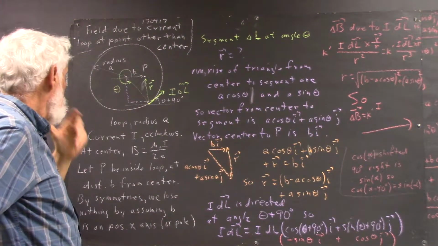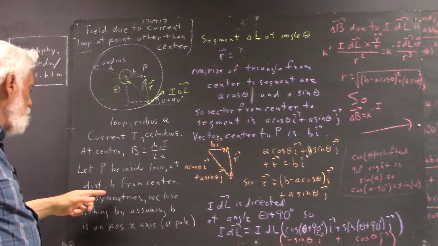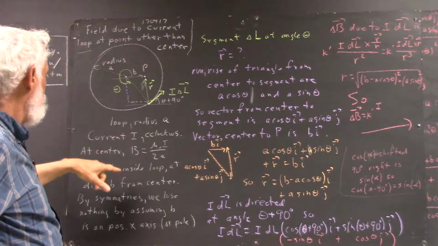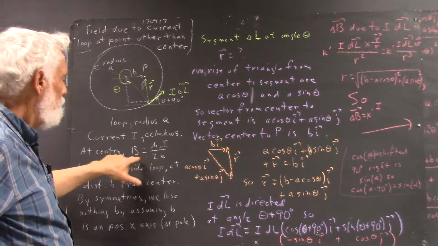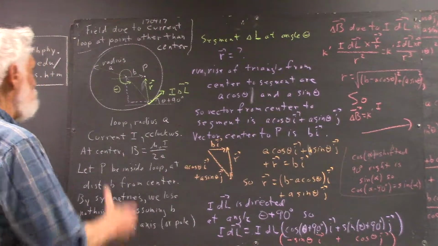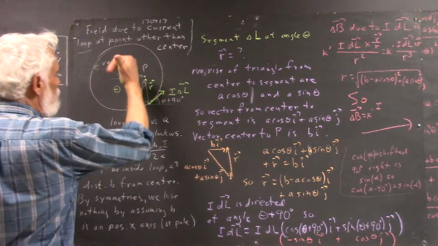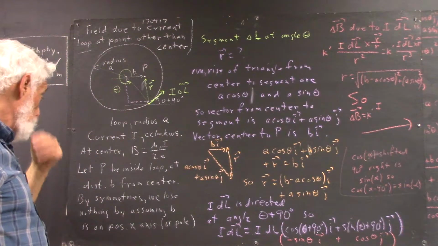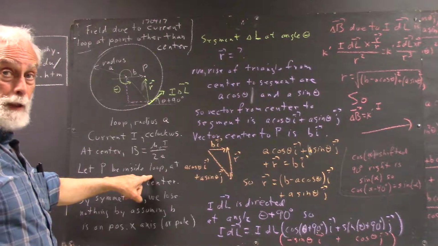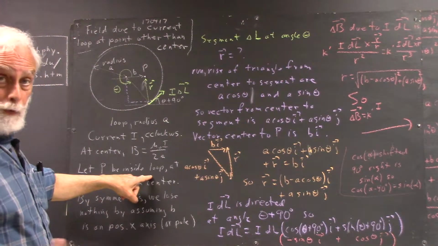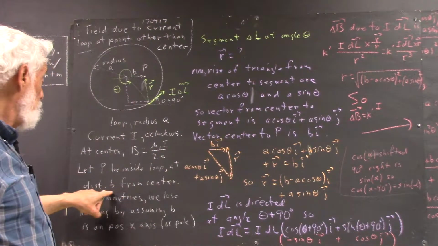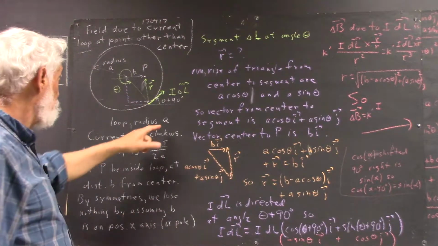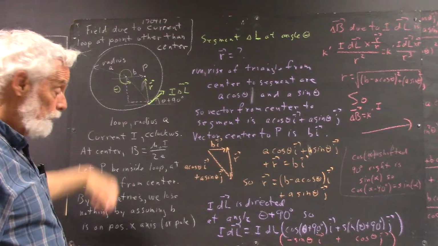So what we want to do is have some point at distance b from the center. Okay, now here I've said the magnetic field at the center is this, and it goes by the right-hand rule, so if the current's going counterclockwise, the field is out of the board. Okay, well, let P be a point inside the loop, any point inside the loop other than the center. Well, that point is at some distance b from the center, and b is greater than 0 and less than the radius of the loop. The loop has radius a, so b is between 0 and a, non-inclusive.